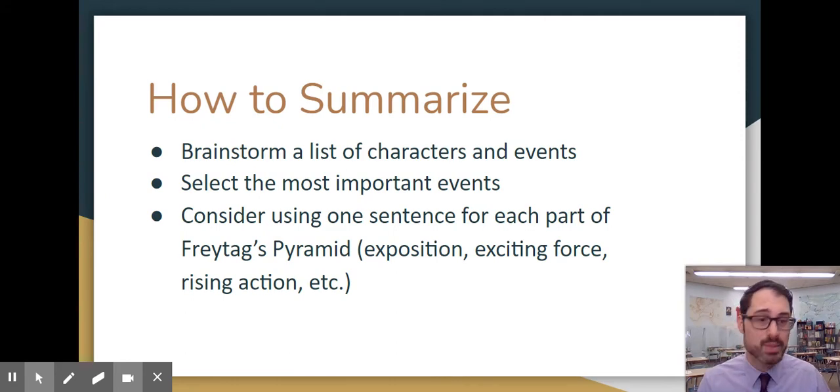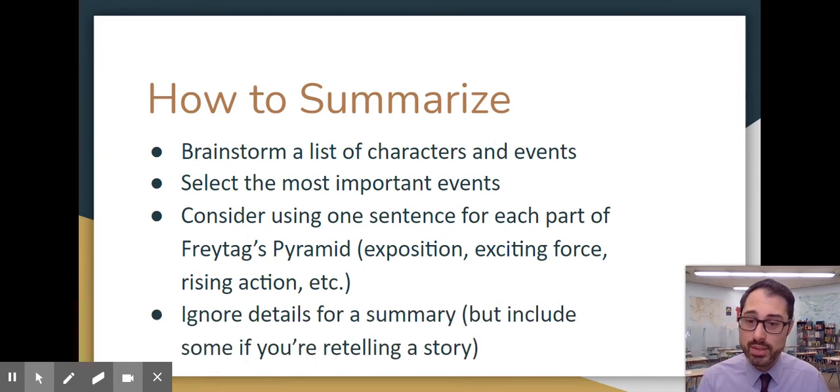We could do a sentence for exposition, a sentence for exciting force, which tends to be the biggest part of the story. We want to condense it into one sentence. And we could talk about, the rising action is the biggest part of the story, not the exciting force. The rising action is the biggest piece, but we can combine some as well. We want to be focused here. We want to ignore the small details, unless we're retelling, but we're looking at summaries now, not at retellings.